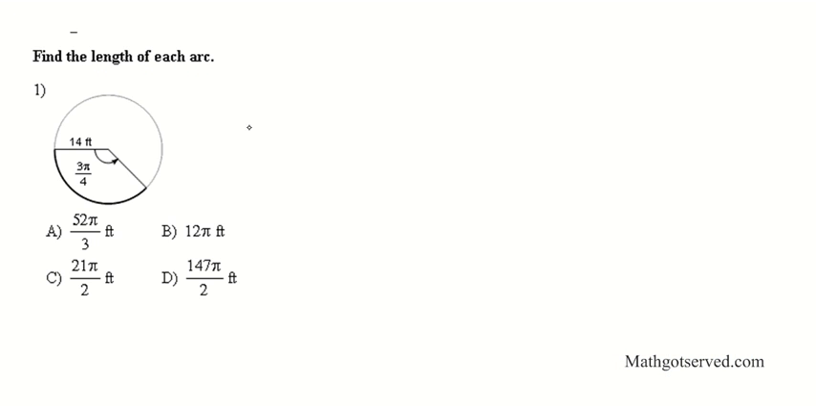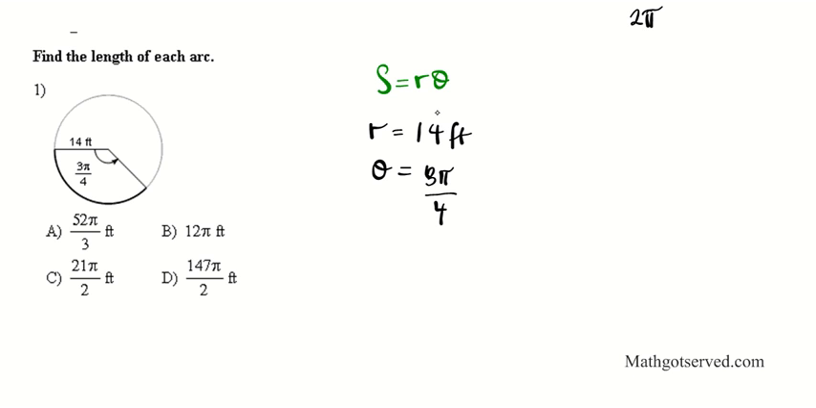It says find the length of each arc. So in this case, we know that the formula we're using is S equals r theta. All we need is r and theta, okay? So r is the radius, which is 14 feet, and theta is the angle of the arc length, which is 3 pi over 4. Notice that when I was showing the example just now, my derivation was in radians, right? I was using 2 pi, this is in radians. So your angular measure must be in radians if you want to use this formula, okay? So remember, theta in radians. If it's not in radians, then you have to convert.